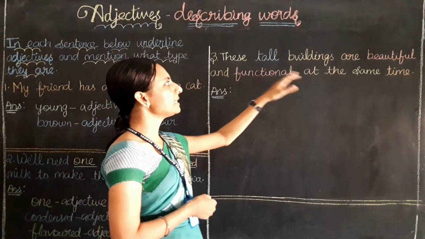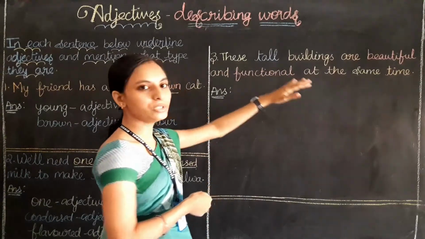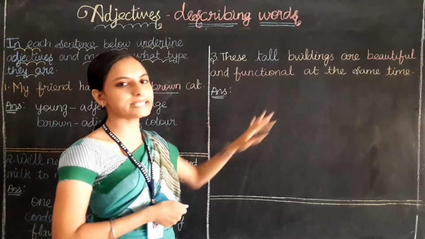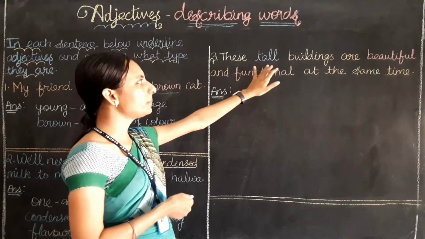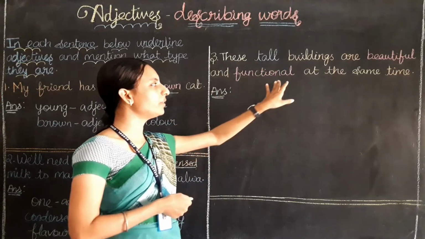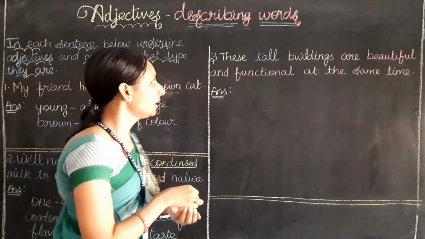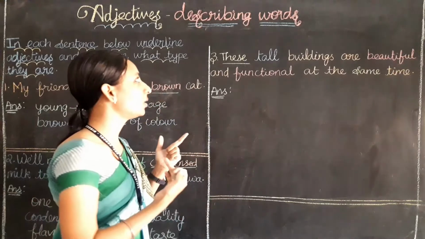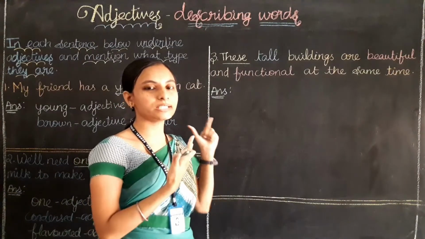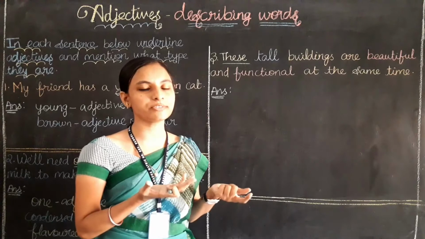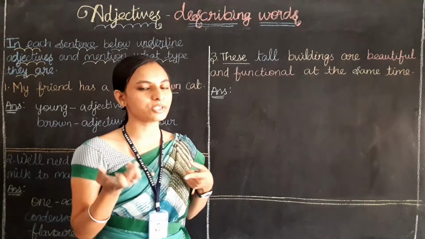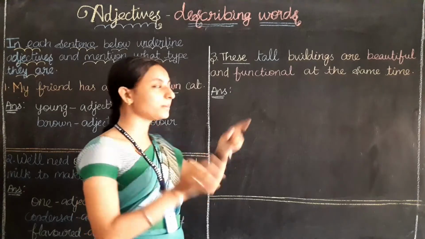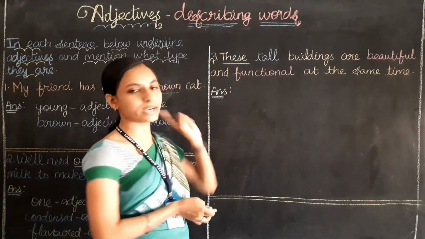Third sentence. These tall buildings are beautiful and functional at the same time. Here, can you see the word these? Can you identify this word, these? It refers to which adjectives? Yes, it refers to the demonstrative adjectives. So this, that, these and those are the demonstrative adjectives. So this is also an adjective.